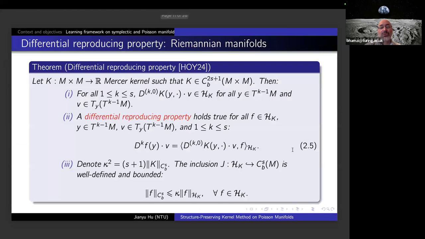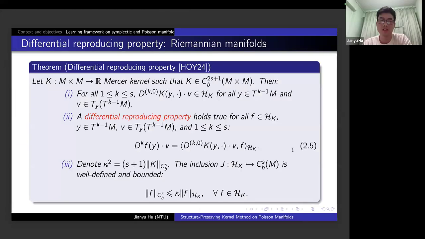Yeah, this one, 2.5 exactly. Actually, this property works for general Riemann manifolds. General Riemann manifold.